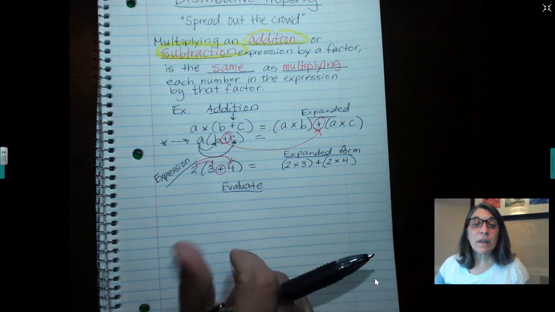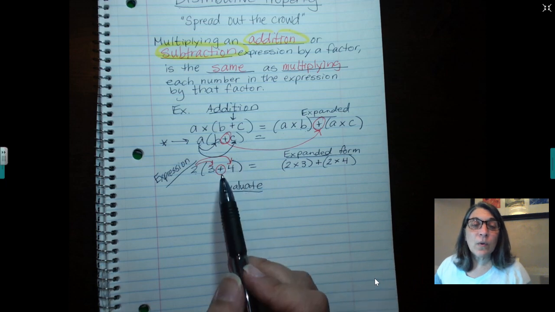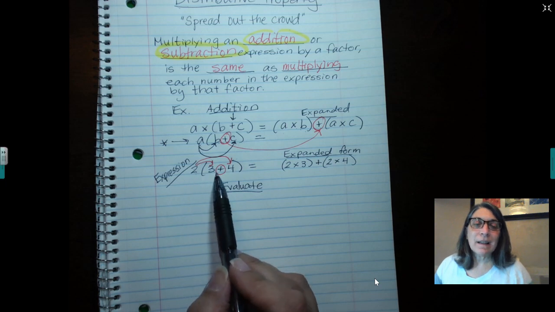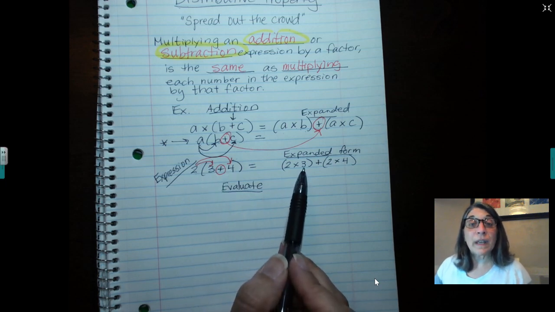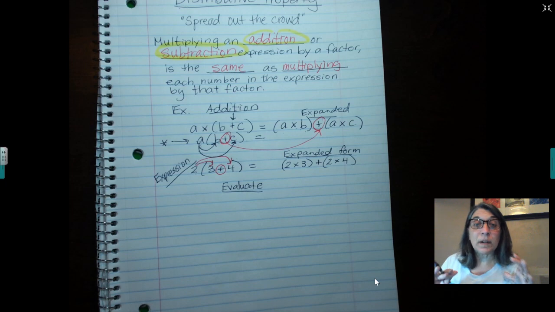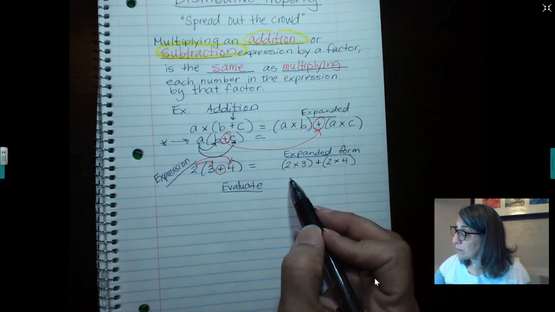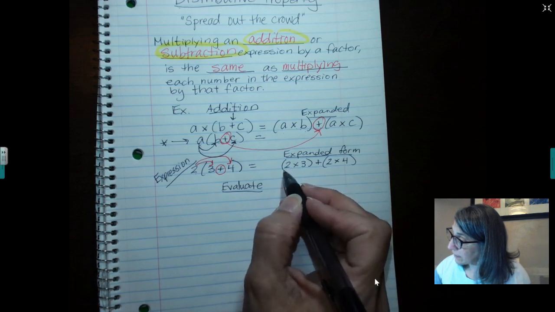Okay, so evaluate, remember we talked about evaluate means you're going to find the value of the expression. So I know that I could just do 4 plus 3 is 7, 7 times 2 is 14. But let's make sure we can use the distributive property on these easy ones before we get to the hard ones.